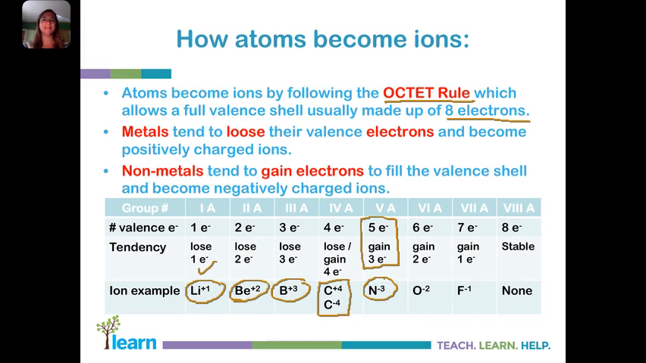If we want to have one quick look at group 8A, where noble gases are located, they already have 8 valence electrons. So they are extremely stable, will not lose or gain electrons, and therefore will not form any ions.